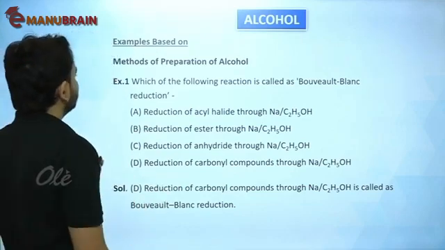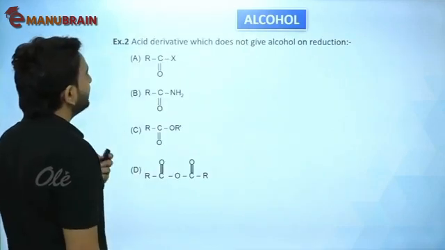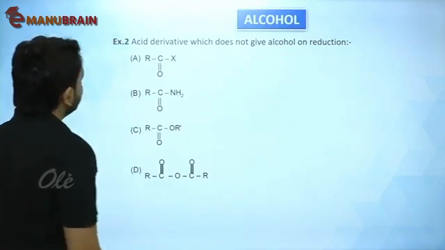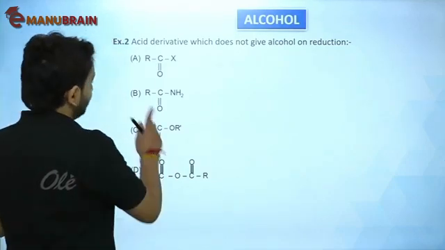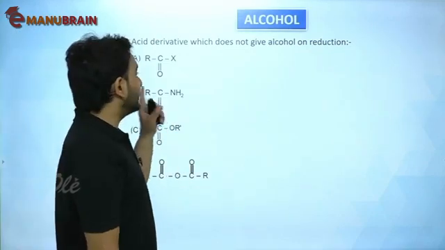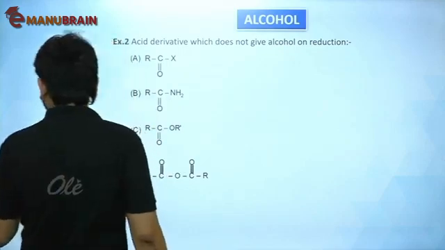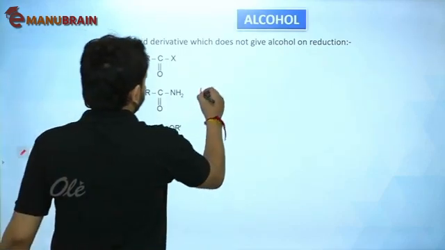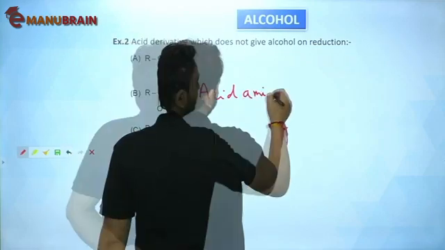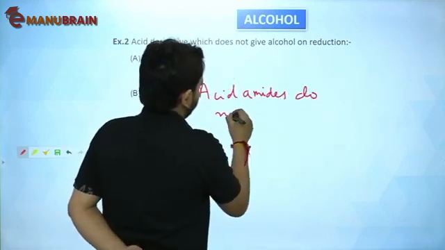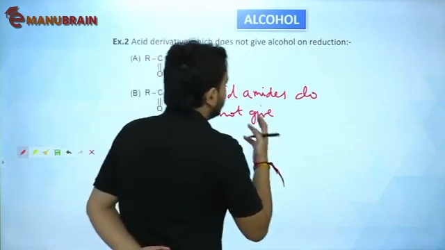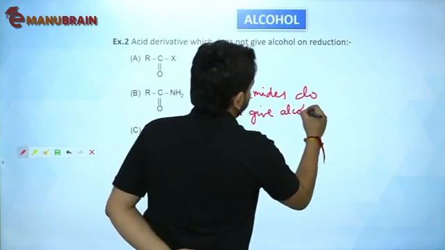I hope you've understood this, guys, right? And I'll move on. Which will be the acid derivative that does not give alcohol on reduction, guys? We've talked about this, right? So amides, acid amides do not give alcohol on reduction, right?